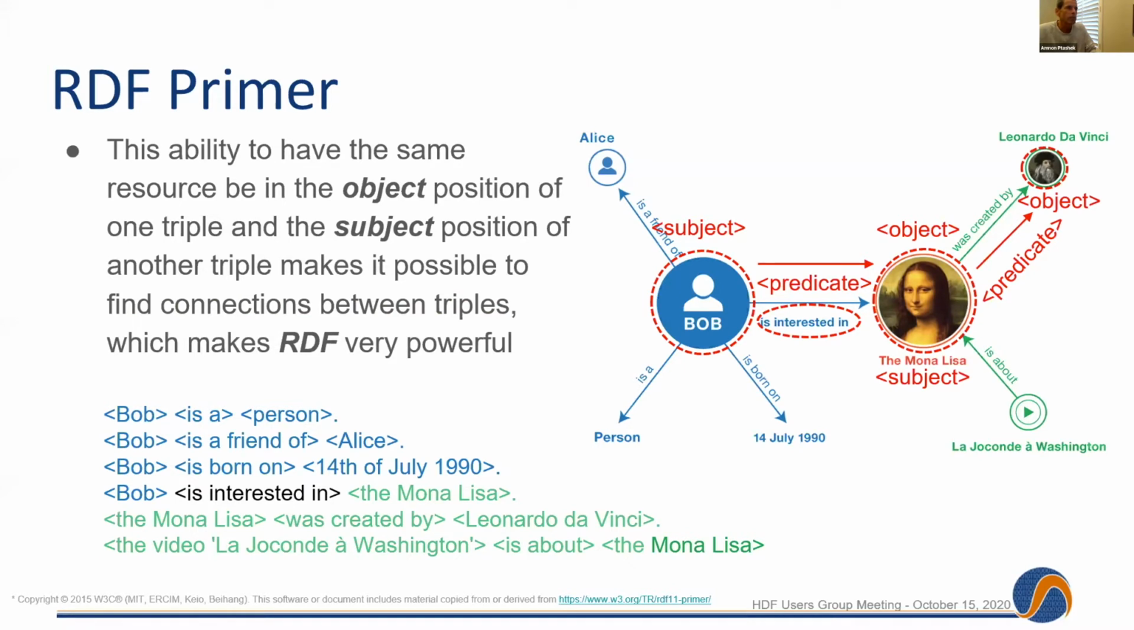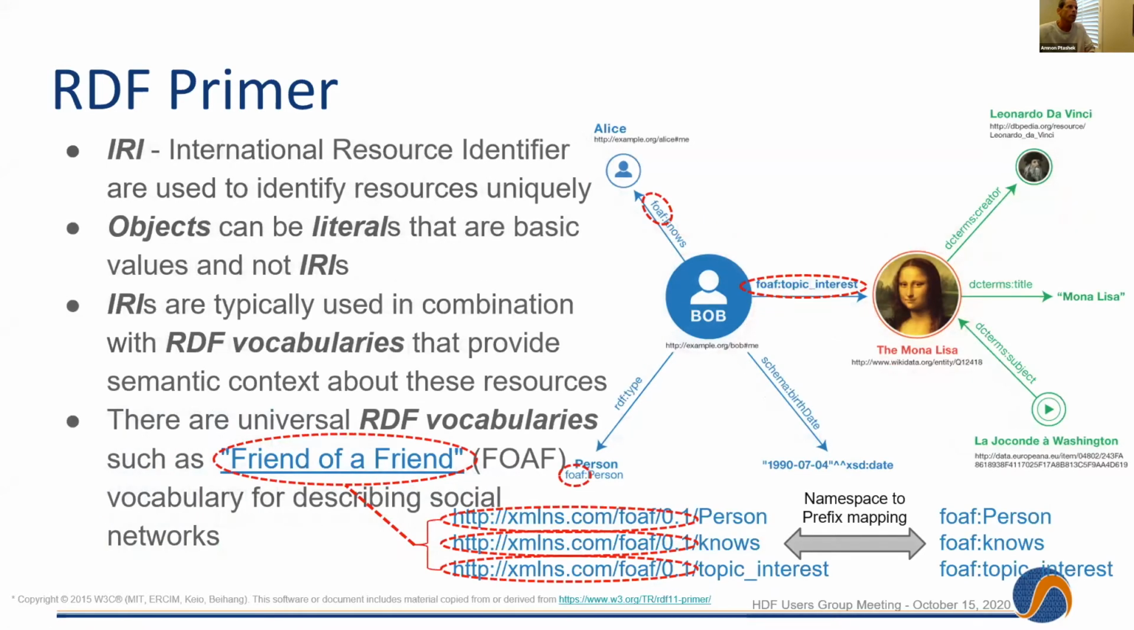The same set of triples that describe the graph is described here. So you can have it as a set of triples or as a visual graph. IRIs, International Resource Identifiers, are used to identify resources uniquely. And an object can be a literal. For example, here, Bob's birthday is 1990. So the object is a literal.